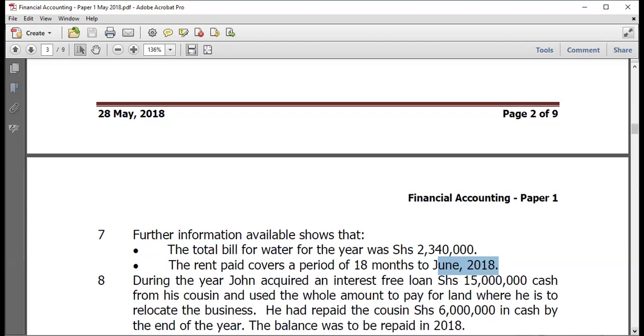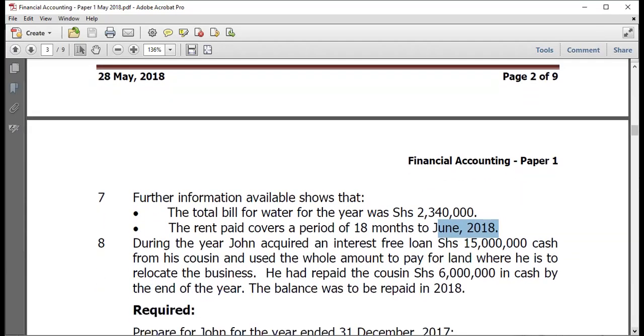Important. So they're also telling us down here that during the year, okay, John acquired a loan worth 15 million from his cousin and used the whole amount to pay for land where he is to relocate the business. Okay. He had repaid the cousin 6 million in cash by the end of the year. The balance was to be repaid in 2018. Okay. So what we are going to do is also to record these transactions as they happen.